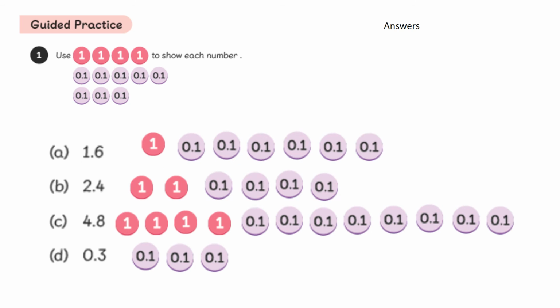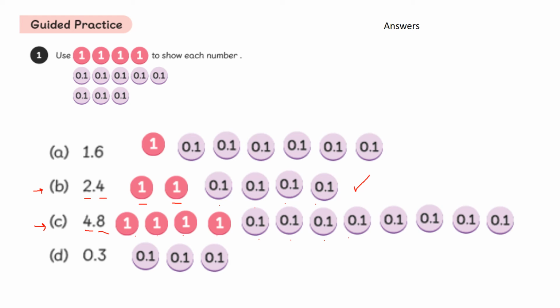Okay guys, I'm hoping that you found questions B, C and D quite straightforward, but if not, please don't worry, have a look at the answers that I'm going to be discussing next. So question B, we can see that we've been asked to create out of counters the number 2.4. That means we should have 2 ones counters and then we should have 4 of the tenths counters. Now I know it's a bit tricky to draw these at home, but I'm hoping that it looks something like this pictorially.